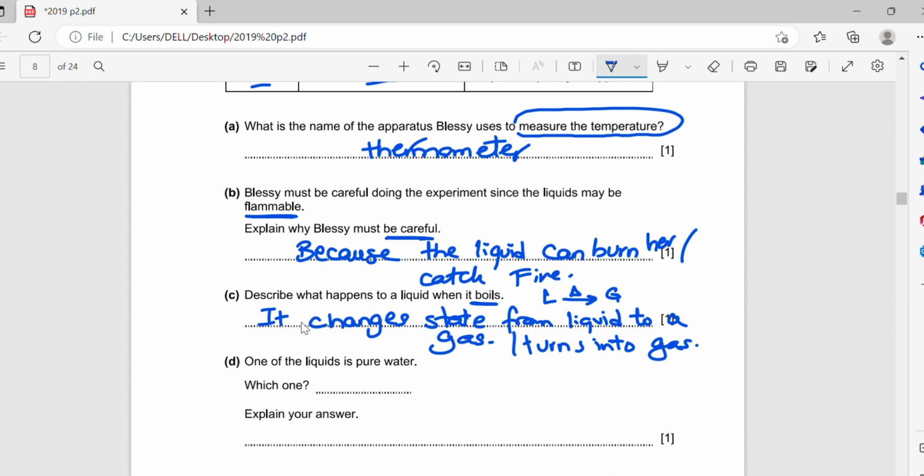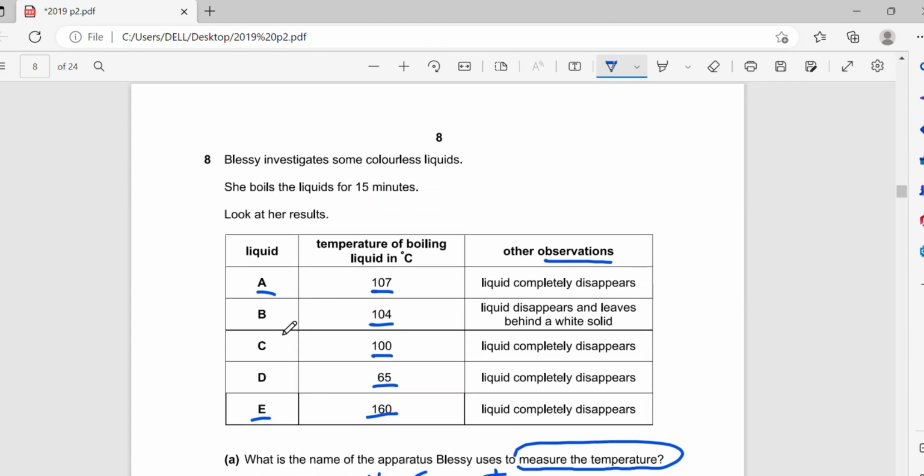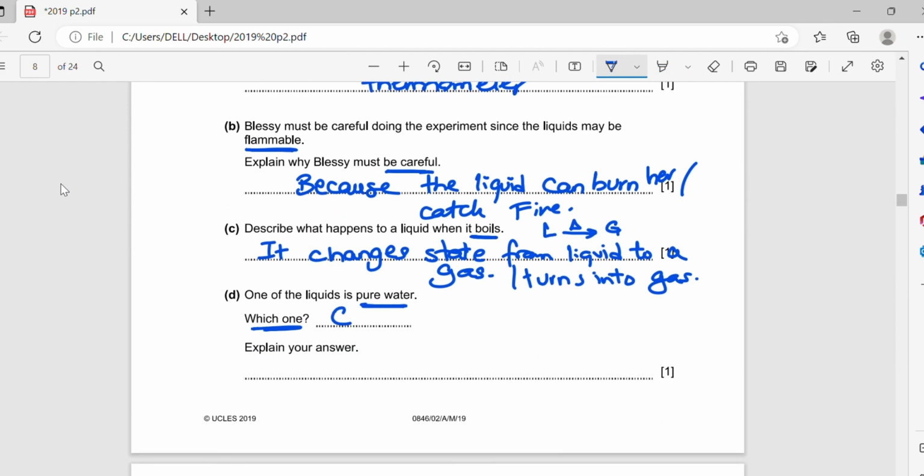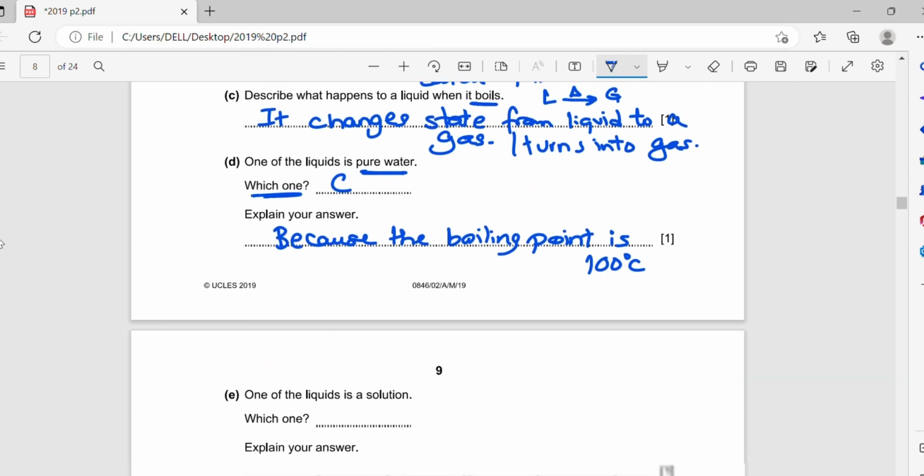One of the liquids is pure water. Which one? نعرف ازاي؟ نعرف من boiling temperature. Boiling point of water is what? Is 100 degrees Celsius. فين هنا value 100 we have C. يبقى عندي C is the pure water. Why? Because the boiling point is 100 degrees Celsius. يبقى sure this is water.